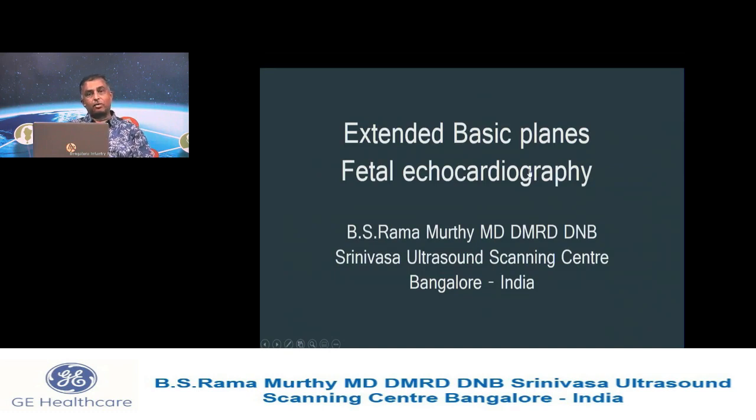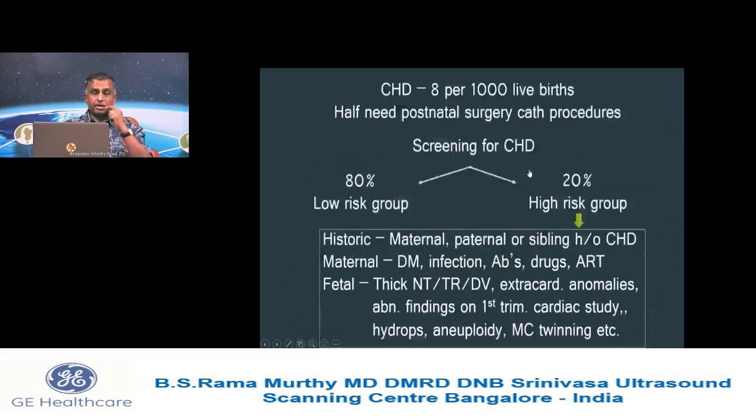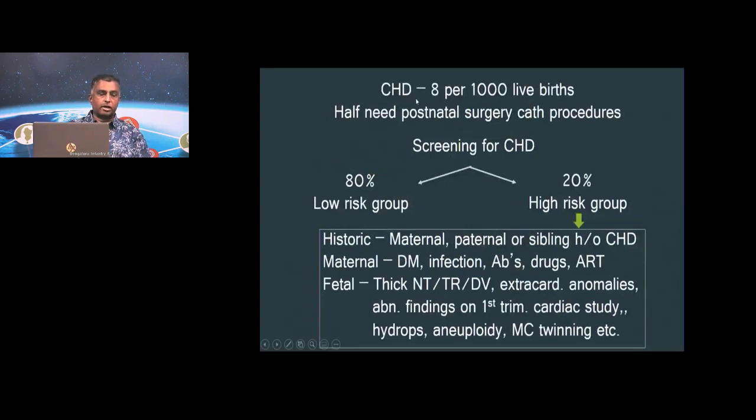In the next 1 hour or so, we'll try to look at the fetal heart, what is expected of us to assess the fetal heart when we do a mid-trimester anomaly scan. Right? Now, we need to understand that CHD, or congenital heart disease, is a common disorder in the fetus. It's the commonest congenital anomaly that can occur in a fetus.